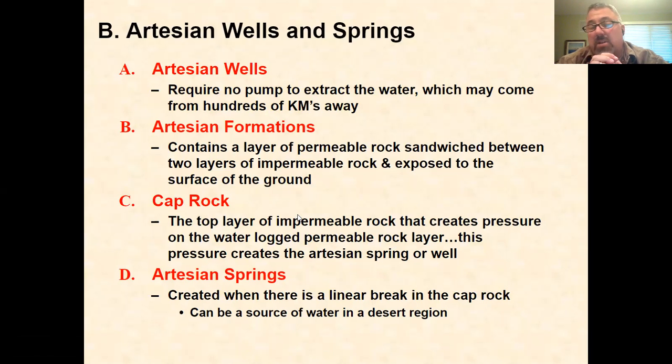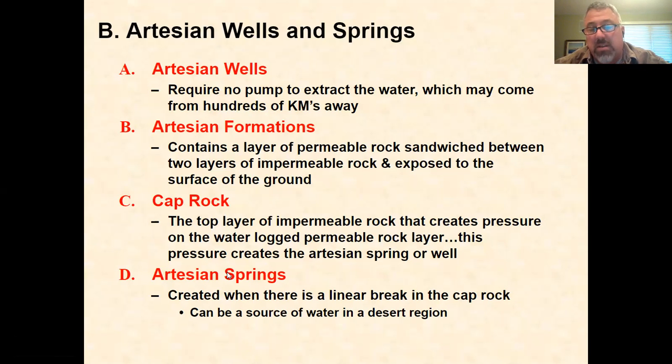And what happens is it creates a pressure situation, and the water will flow naturally out of the ground, and it'll push the water out of the ground. Now, if we have an artesian formation and the water comes out of the ground, it's called an artesian spring.